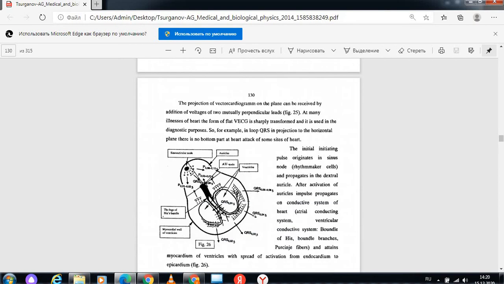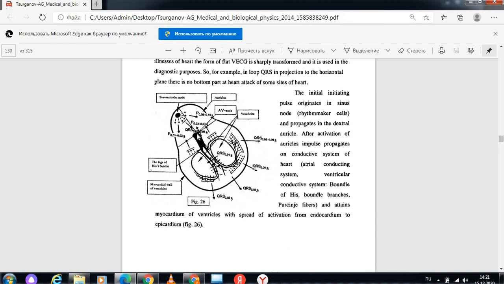The initial impulse originates in the sinus node, the rhythm maker cells, and propagates to the right auricle. After activation of the auricle, we have the sinus node, the rhythm maker cells, and propagation of the pulse through the right auricle.